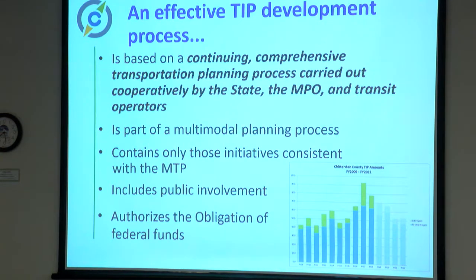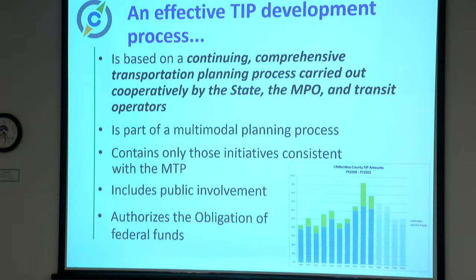Just to clarify, the TIP is the spending plan. It's not that projects that appear in it are going to be constructed over the next 4 years. It's the projects that are going to receive funding over the next 4 years. It's more of a spending plan than a construction plan. Multimodal includes transit, bike and pedestrian, vehicles, and a lot of other stuff. There's some opportunity for public involvement in the development of it, and it authorizes the obligation of federal funds.